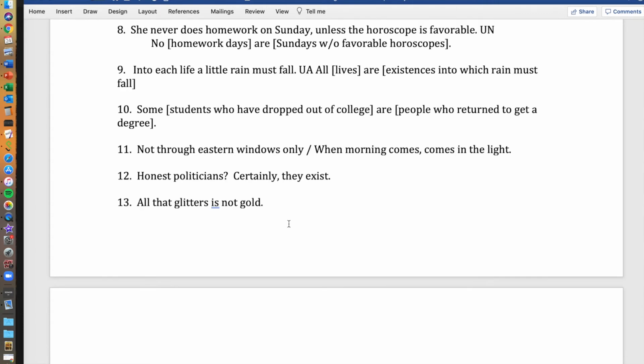Number 11. Now this is probably the most challenging or difficult of all of the items on the exercise. So if you did this one correct, good for you. And if not, don't be too stressed about it.